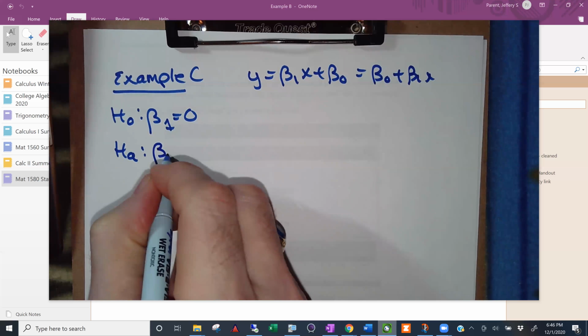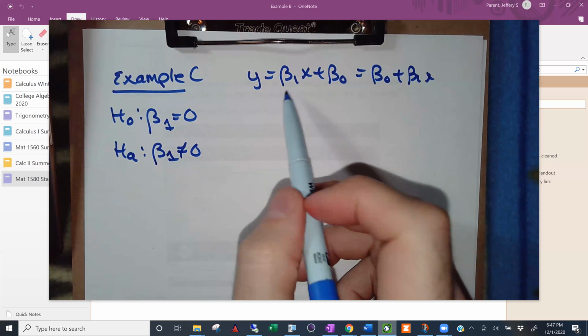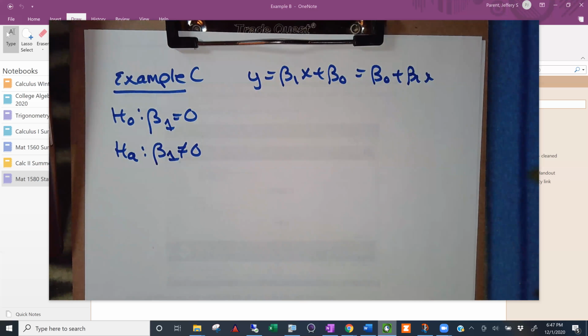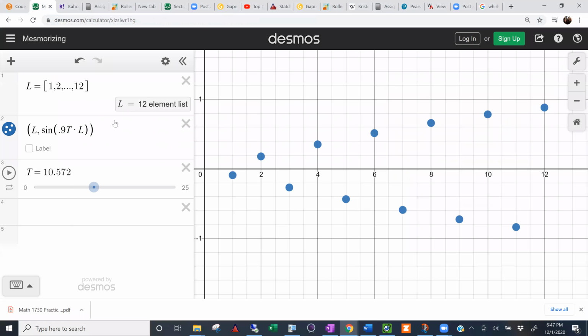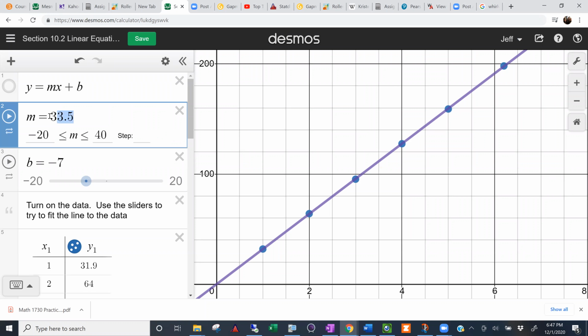Does not equal 0. Yeah, it does not equal 0. Perfect. Now, it makes a big difference to know whether or not beta 1 is equal to 0. And let me remind you of what happens when the slope is 0. So let's go here and put the slope equal to 0.